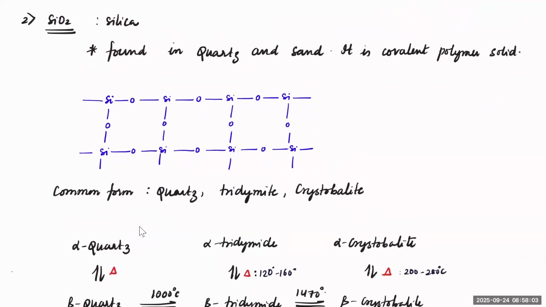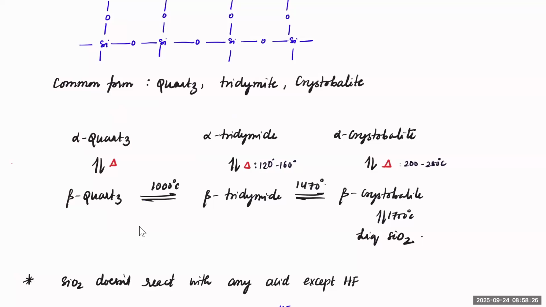Next, silica. What are the reactions of silica? Silica is mainly found in quartz and sand. It is a covalent polymer solid, like it will have a link like this, where it is connected in all four directions with oxygens.